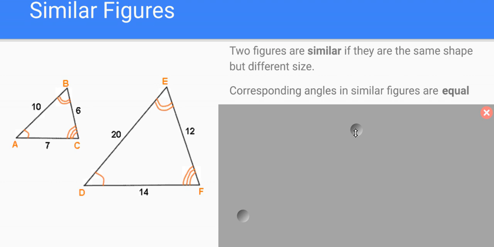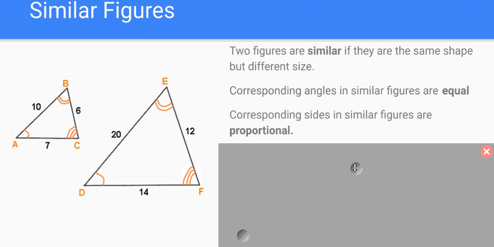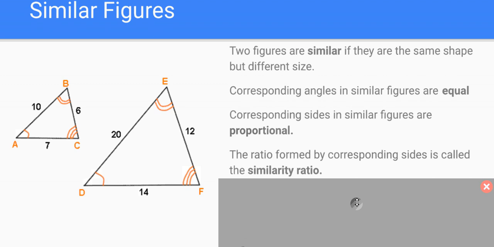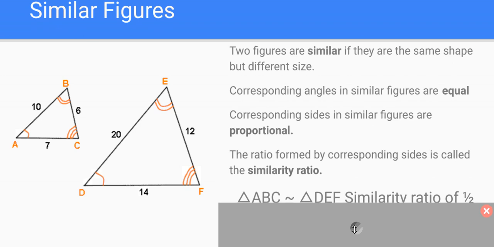That's usually pretty easy to determine, because they either are equal or they aren't. What might require just a little bit of math, and this is why we led off this unit with a lecture on proportions, is the side lengths: corresponding side lengths in similar figures are proportional. In this case, we can look at it two ways. We can look at what's called the similarity ratio, which is the ratio formed by the corresponding sides, as either large to small or small to large.